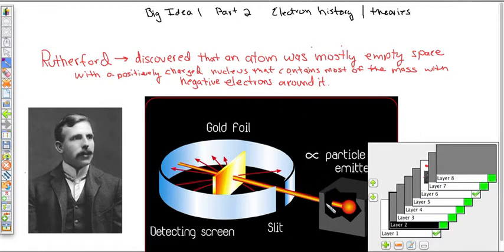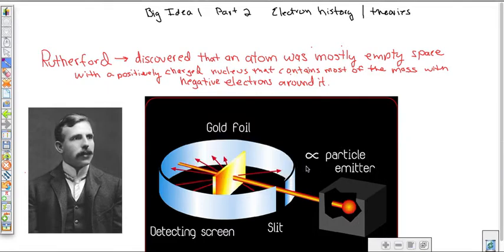So if you look at his experiment right here, what he did was he took a device that shot alpha particles, and those alpha particles would go through this slit right here. He shot them through a super thin gold foil sheet. And here's what he found. A lot of those particles would go through and be slightly deflected, and some of them would bounce back.